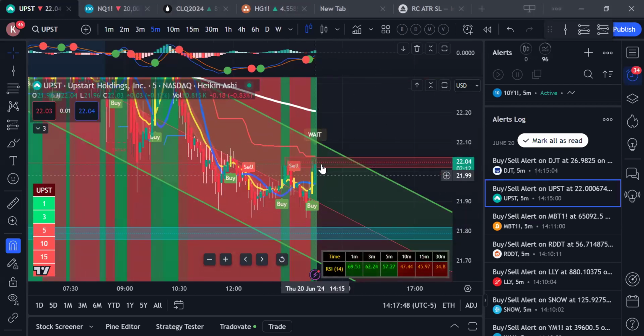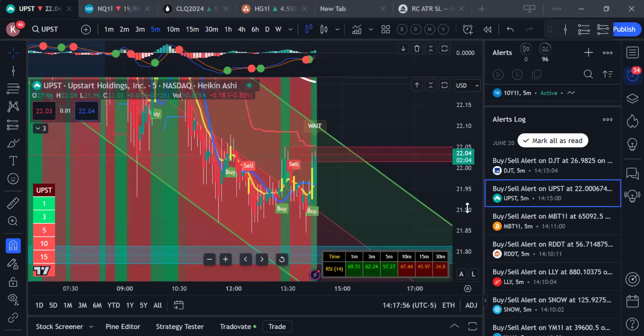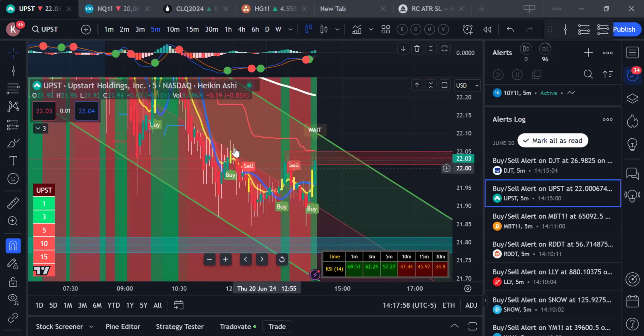So it may just go a little bit up and then start dropping. Overall, the trend is also bearish. So if on the top line you see a red line, that means even though you get a buy, it is not a good opportunity.